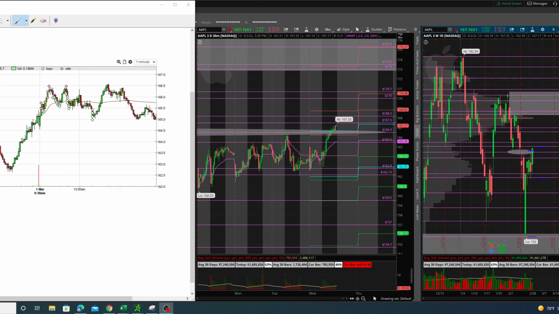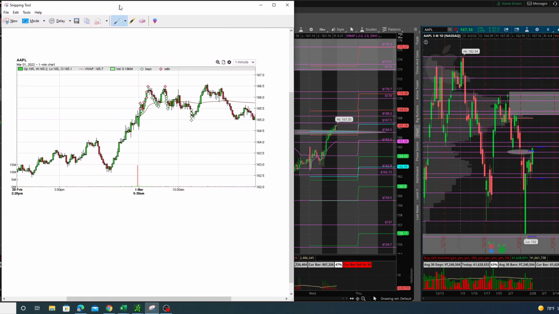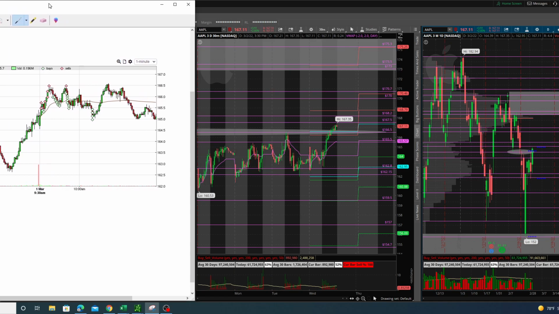I am going to briefly recap my Apple trade from yesterday. I know it's tough to see. Let me try to slide this over, but this is actually a visualization of Apple from my chart from a trade review service that I use. But I just wanted to show you that is Apple.